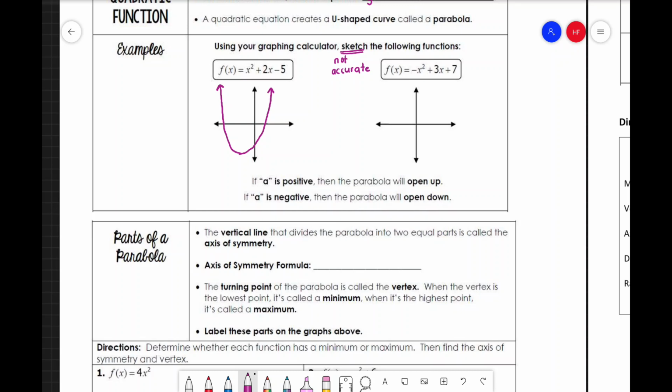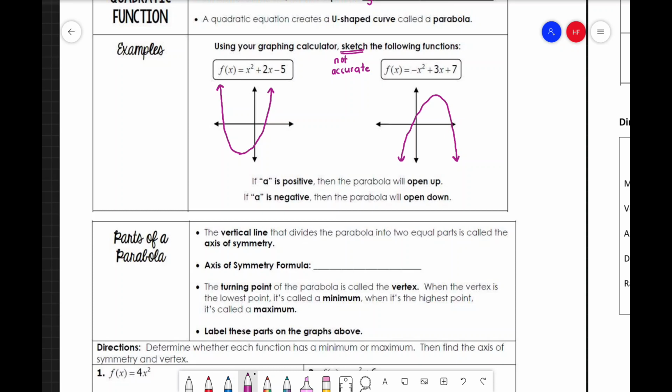So then on the next example, we're sketching the graph for negative x squared plus 3x plus 7. So if you have your calculator there, try to bring up that graph, negative x squared plus 3x plus 7, and we see that those graphs don't look the same. They look very different. And the main difference is that one is facing up and one is facing down.